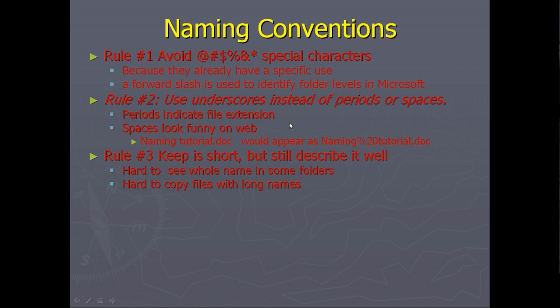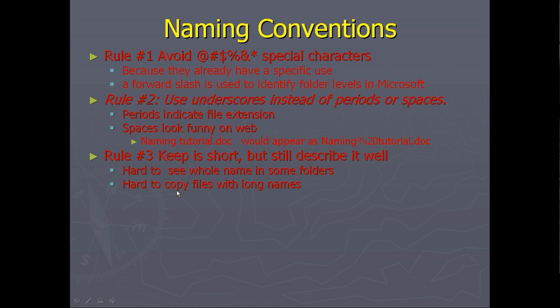Okay, number 3, keep it short but still describe it well. So your job when you name things is you need to be able to figure out what it is, but you don't want it to be too long. Okay, so if it's super long, it's hard to see the whole name. Only part of the name will show up, and sometimes you'll have trouble copying things over. If you have a super long name and you try to back it up, like save it from one drive to a flash drive, it won't work.